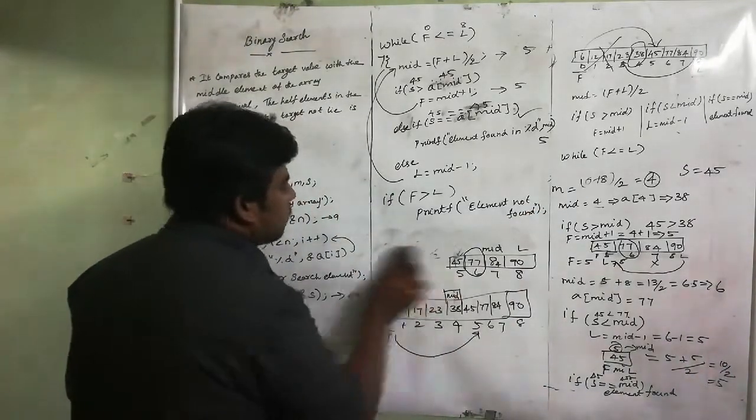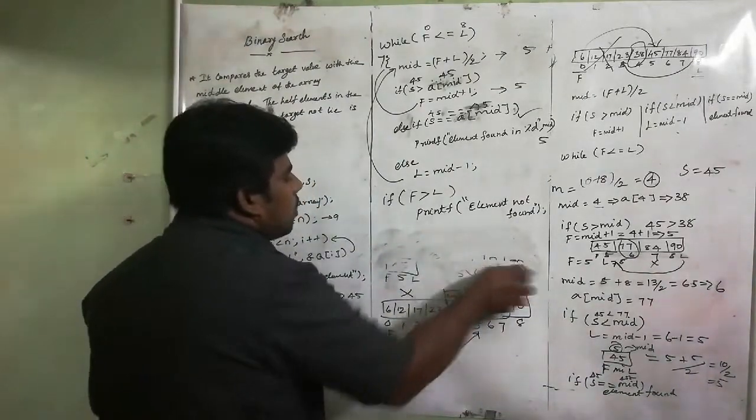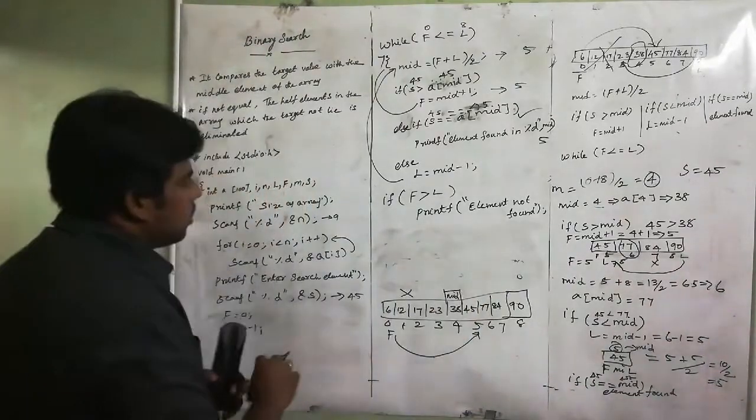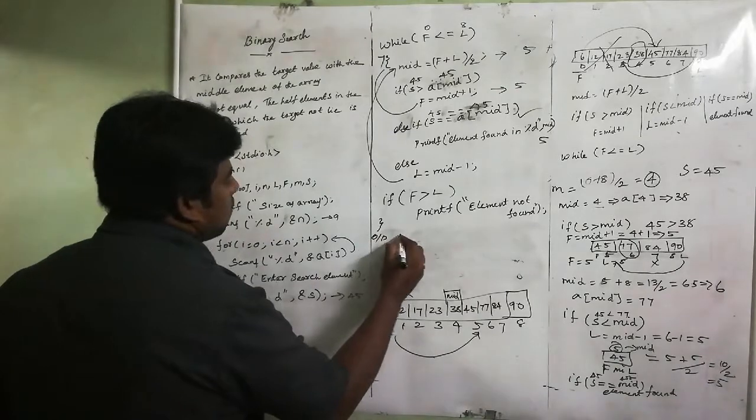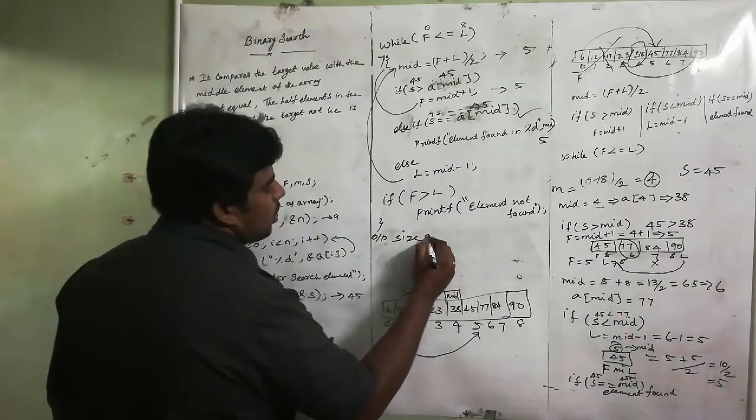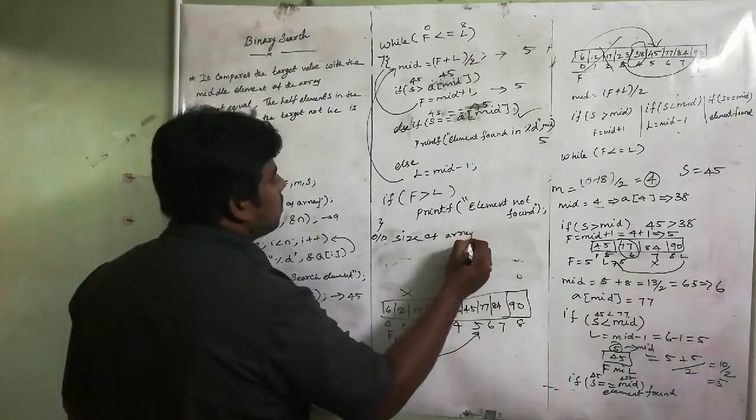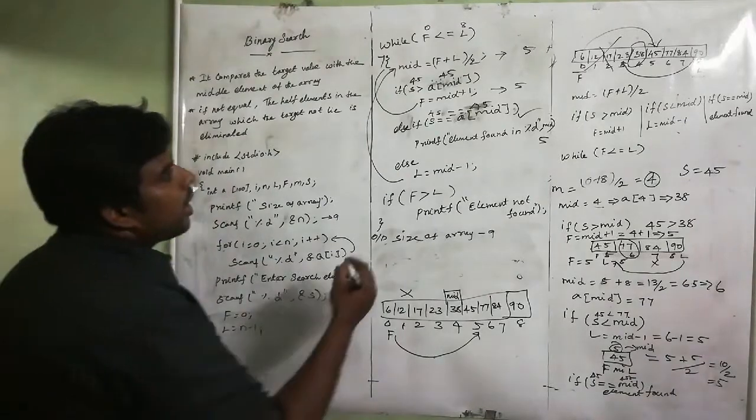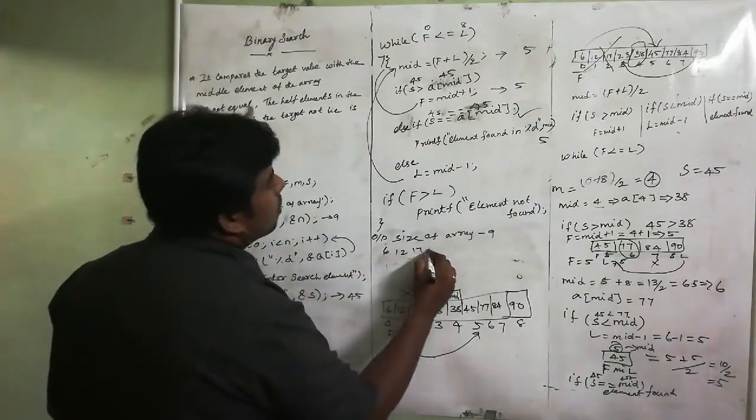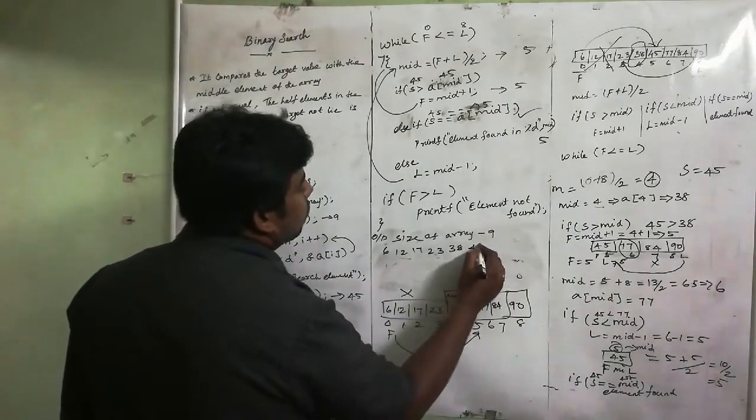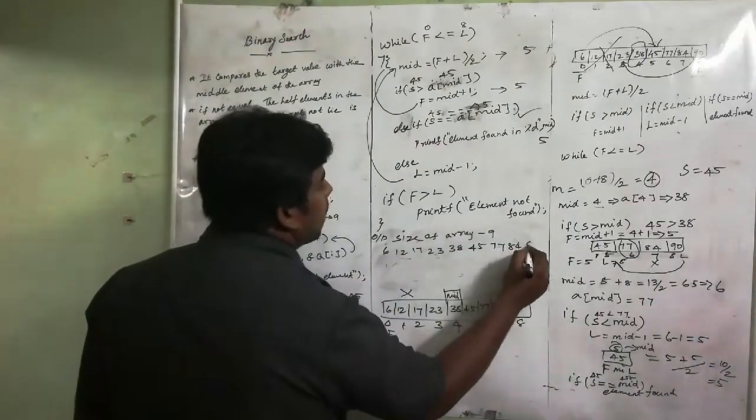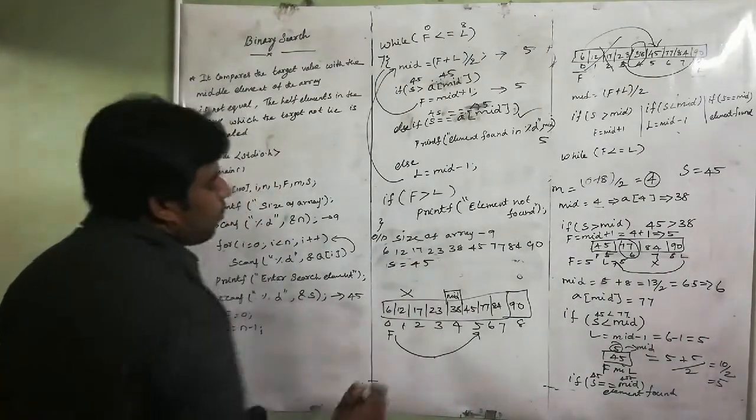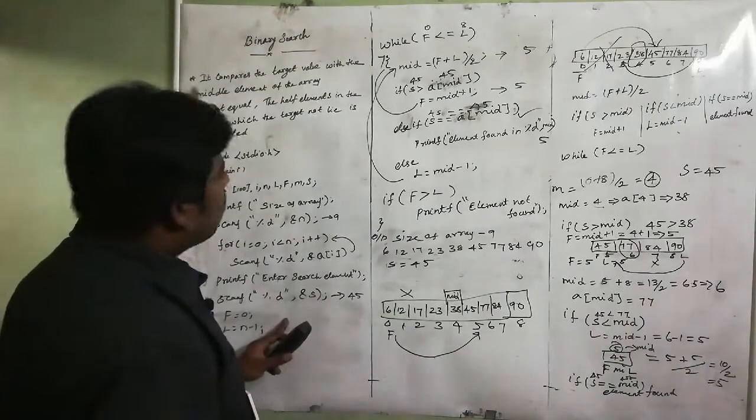So how you write the output here? At first size of array, that is 9. Then you have to getting the array element 6, 12, 17, 23, 38, 45, 77, 84, 90. These are the array inputs. Then search element s equal to 45.